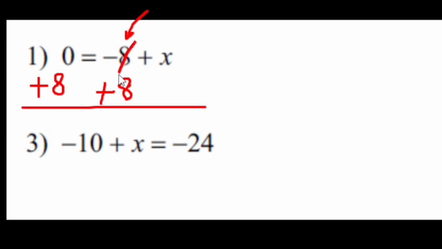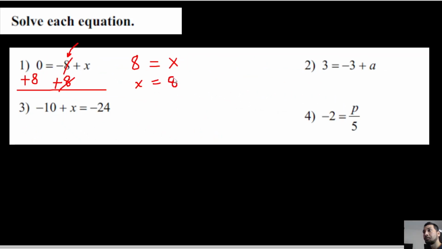So once we do that, we have 0 plus 8, that is 8, equals x. Now, the standard form is we keep the x on the left side of the equation, so you can reverse this and you still get the same answer, x equals 8. That is our answer here.